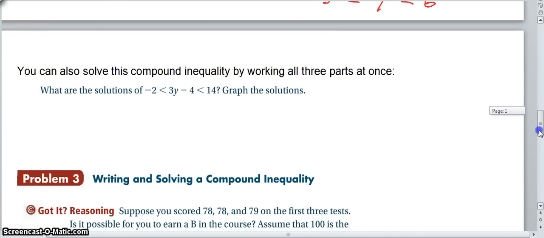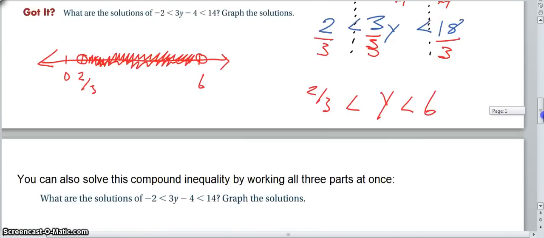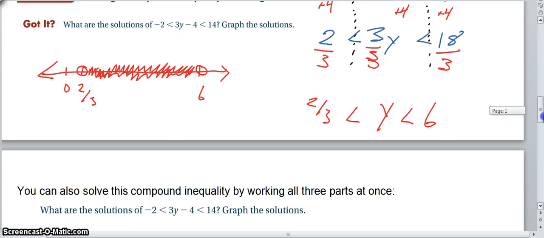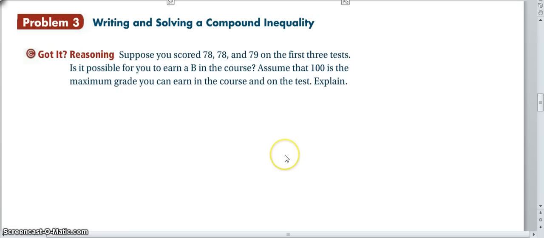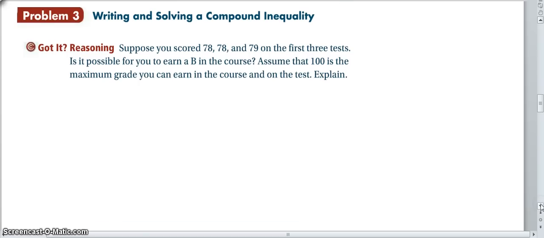Now, if we move on to this, try to solve this problem about grades right here is what we want to tackle next. So if you scored a 78, a 78, and a 79 on the first 3 tests in a course, and your last test is out of 100, we want to answer the question, can you earn a B? Now to earn a B, we first need to know what score is needed, but let's not worry about that. Let's just figure out what is the range that we need to fall into for the final grade.